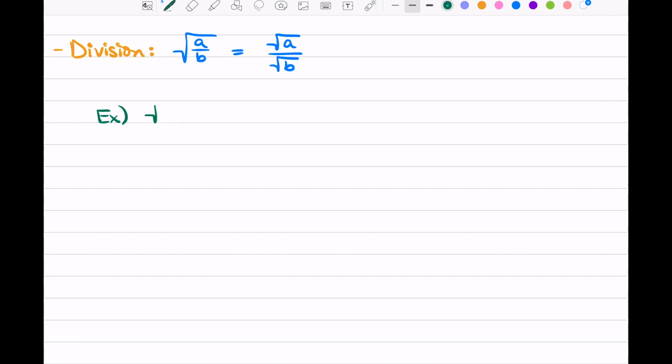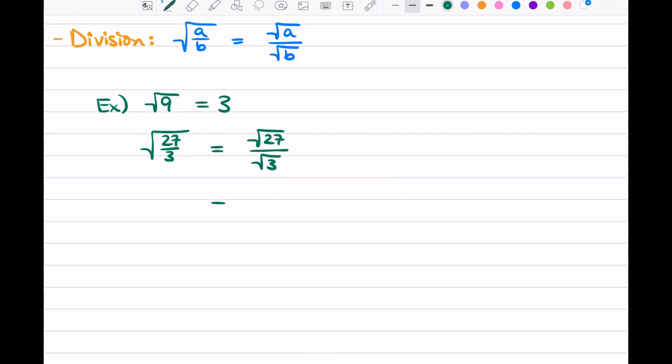We know that the square root of 9 equals 3. And 9 we can rewrite as 27 over 3. 27 divided by 3 gives us 9. And the important thing is now we have a fraction. Our division rule deals with fractions. We have a number divided by a number. So our division rule says this equals the square root of 27 divided by the square root of 3. Let's try to simplify this.